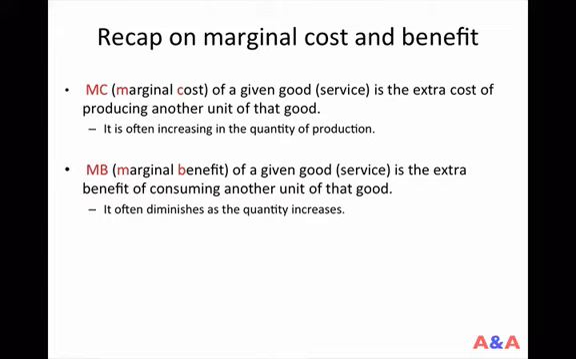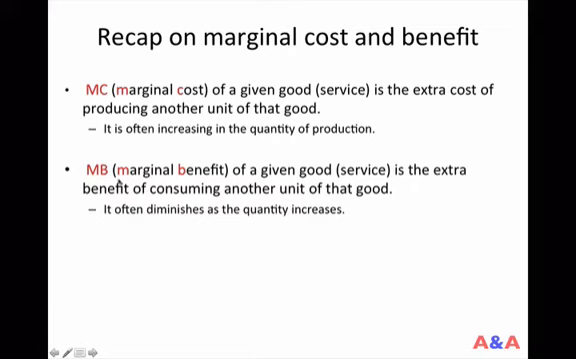Producing the first pizza should be fine, the second pizza is also fine, but the 20th pizza, the marginal cost for the 20th pizza can be really high because the kitchen isn't large enough or the oven is too small. So things start to become inefficient and you also feel tired, and so on. So in this way, the marginal cost is often increasing in the quantity of production. The more you produce, the higher the marginal cost is for the additional unit of production.